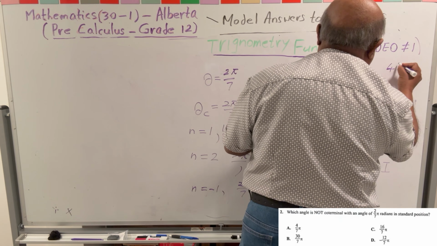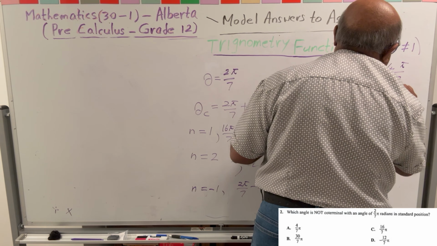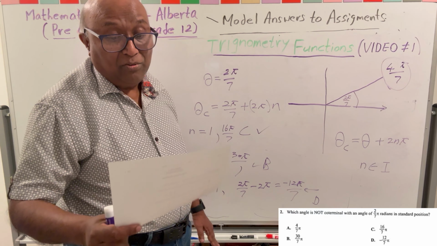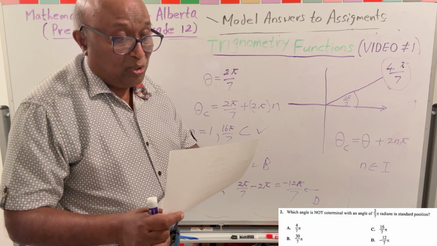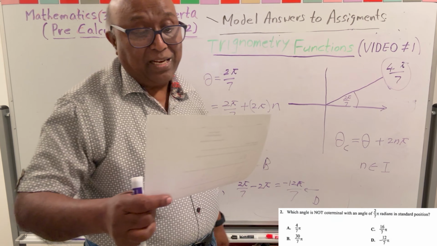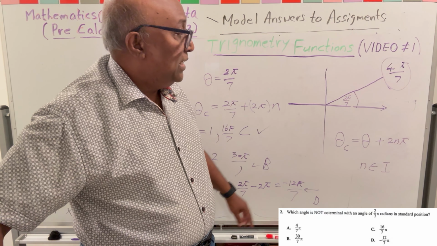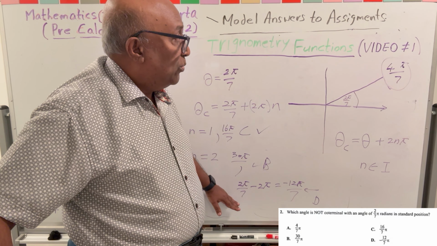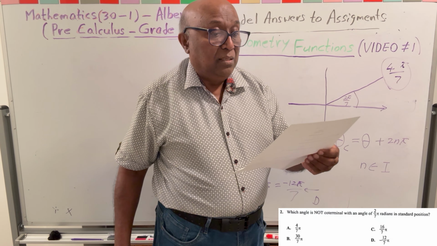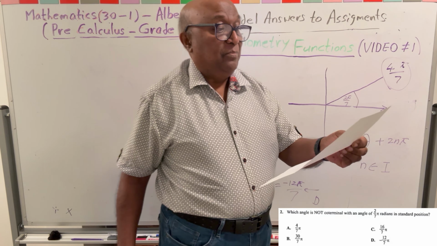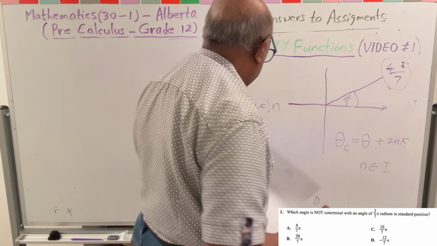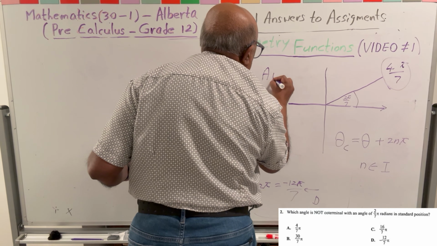The remaining option is actually 7 pi upon 7. When we input these three values, we already got 3 coterminals, so the balance one should be the non-coterminal angle. In other words, whatever value we put for n, we never get this value. That means this is the answer. The answer which is not coterminal with this one is option A. That means the answer is A.